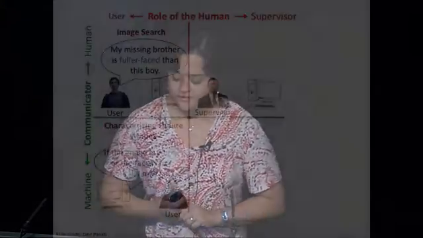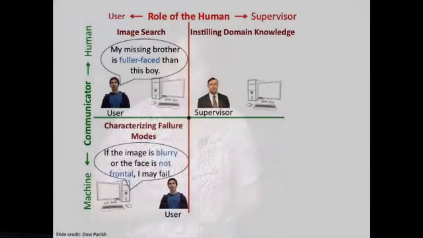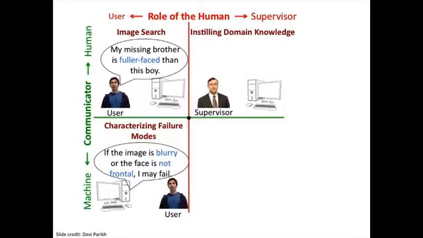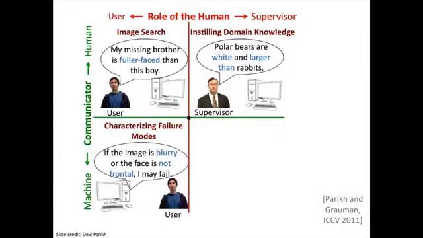All right, so the third scenario that I want to talk about is where you have the human communicating with the machine as a supervisor, right? And one natural thing to communicate is your domain knowledge or your visual common sense about the world to the machine. So for example, we've used attributes to allow a human to say things like polar bears are white and larger than rabbits. And we've shown how you can just take these textual descriptions in terms of attributes and convert them to a visual model that the system can then use to go ahead and recognize polar bears, even though it's never seen polar bears before.